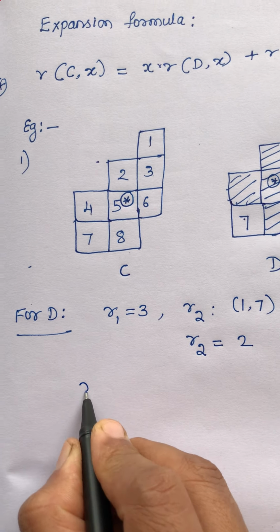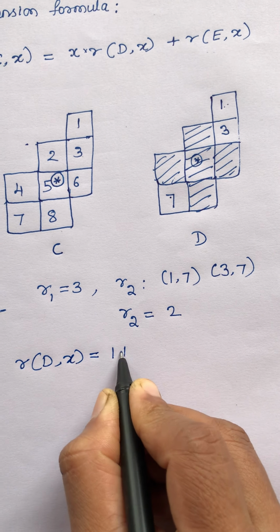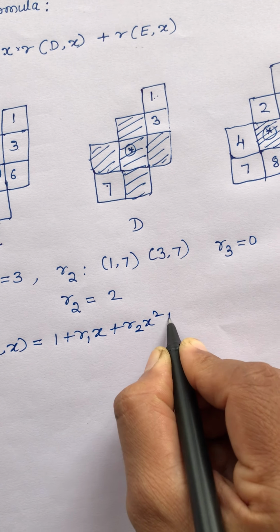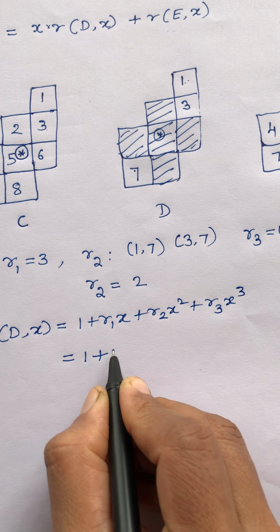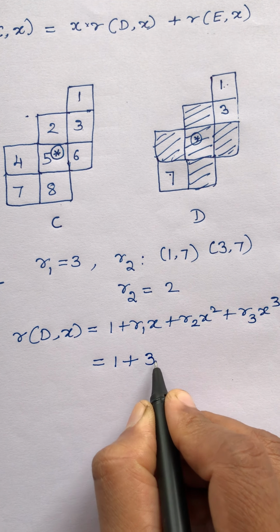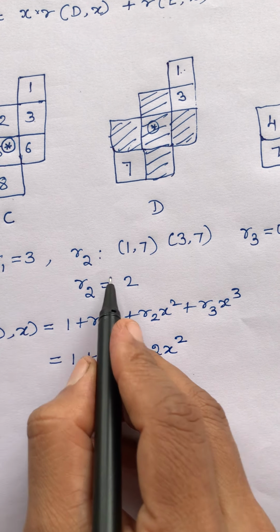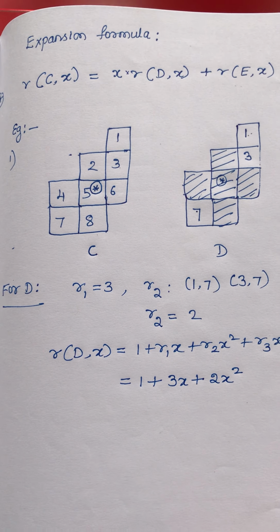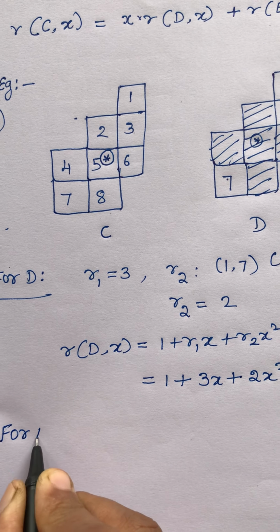Okay, so the root polynomial of the board D, R of D comma x, is equal to 1 plus r1x plus r2x square plus r3x cube, which is 1 plus 3x plus 2x square. R1 is 3, R2 is 2, and I have substituted R3 as 0. Okay, this is R of D comma x. Now let's find it for the board E.